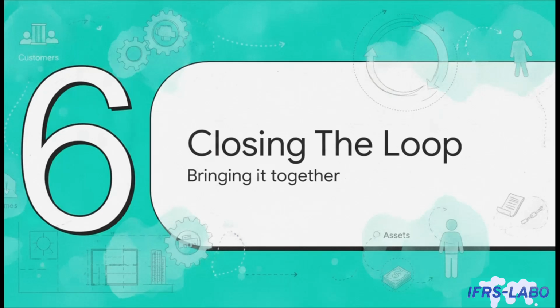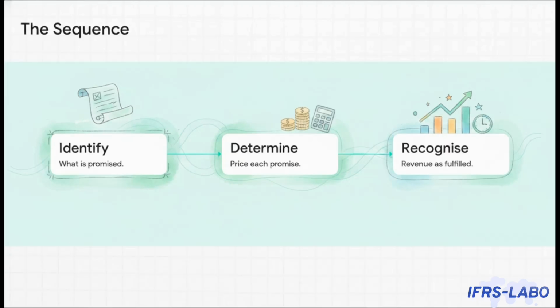Section 6, closing the accounting loop, bringing the blueprint together. Let's zoom out and look at the completed structure we built. When you look past all the dense regulatory language, IFRS 15 is actually incredibly elegant. It is simply the ordinary logic of assets and liabilities applied directly to how you interact with your customers. If we distill this entire complex 5-step model down to its absolute essence, it's really just this elegant 3-move sequence. Move 1, identify what is promised. Move 2, determine the consideration for each of those promises. And move 3, recognize the revenue as those promises are actually fulfilled. It really is that straightforward.